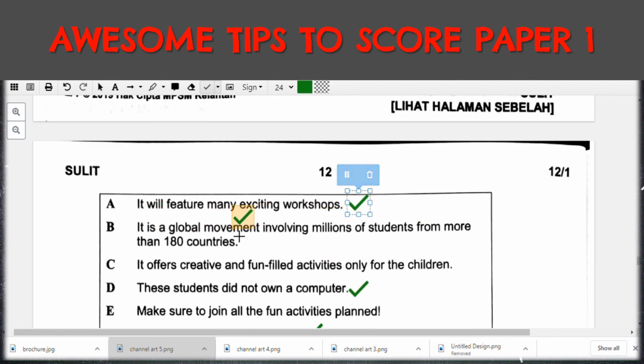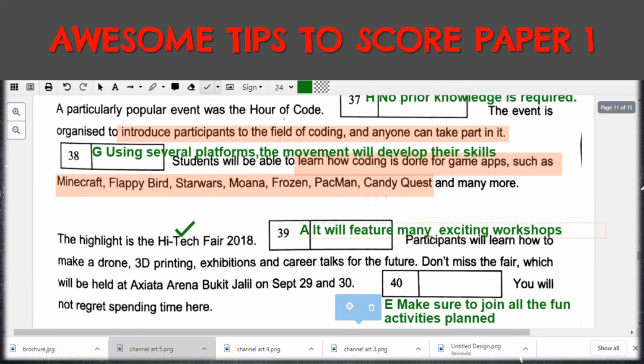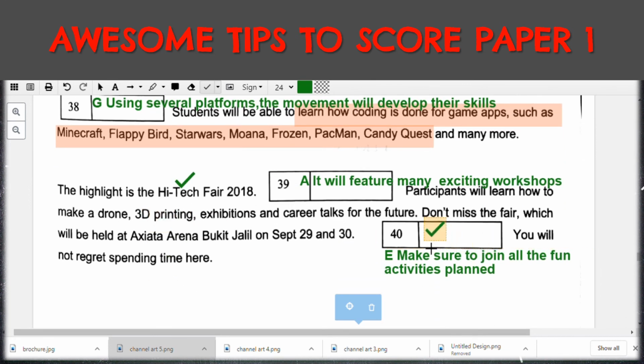It will feature many exciting workshops. Workshops refer to making a drone, 3D printing, exhibitions. All these are workshops. Okay. Now next, the last one.